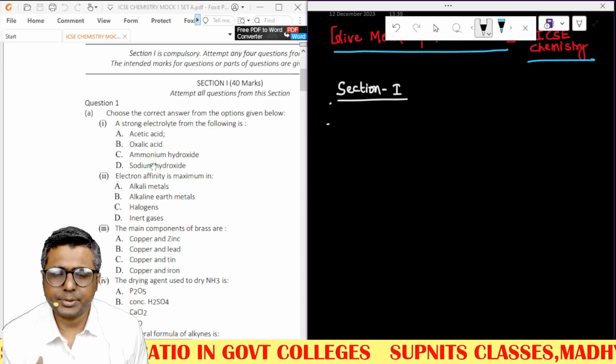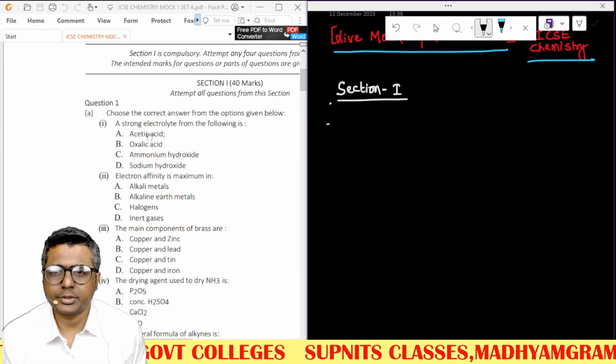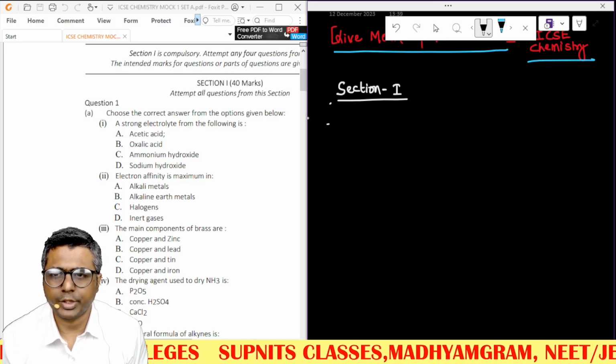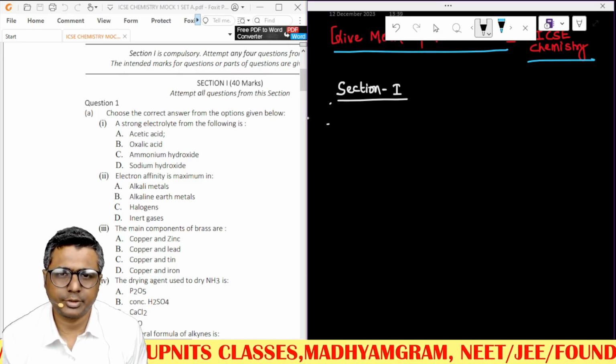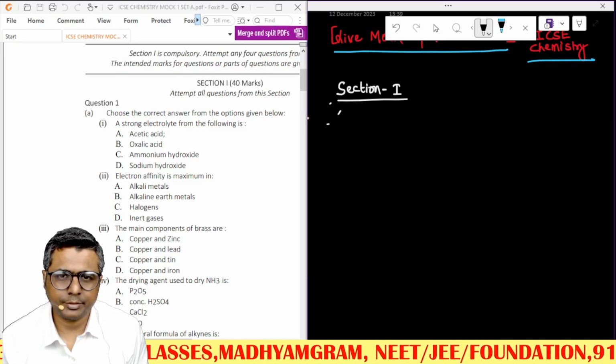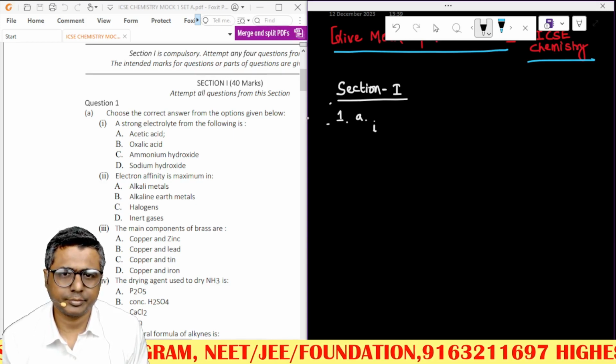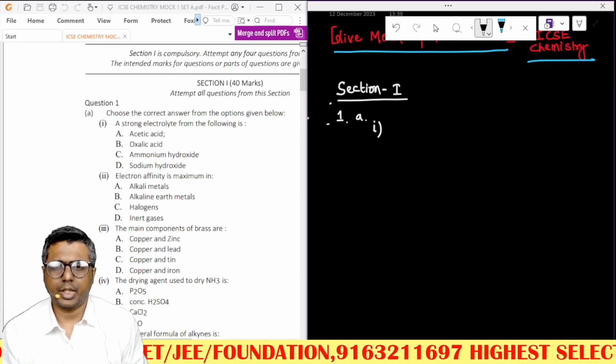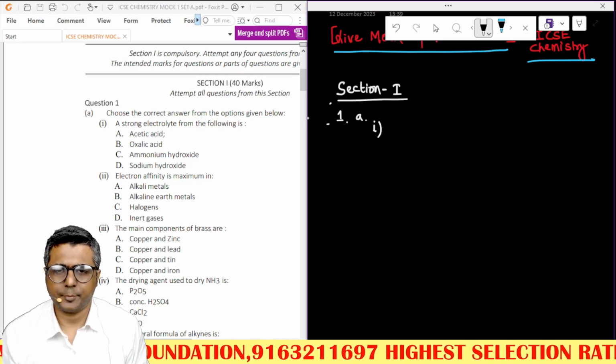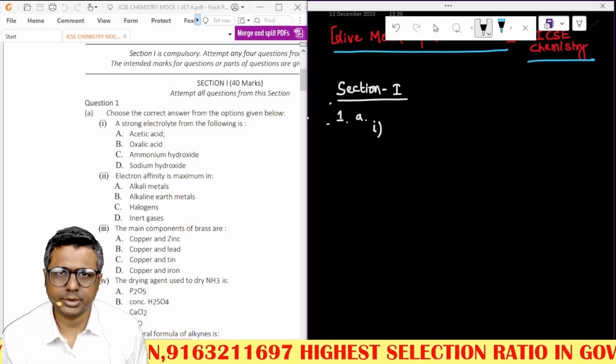First question. So MCQ part, we'll start with the MCQ part. Strong electrolyte from the following. Which is the strong electrolyte? So here question number 1, subsection A. So how will you write the answer over here? First of all, you have to choose which is the correct answer.